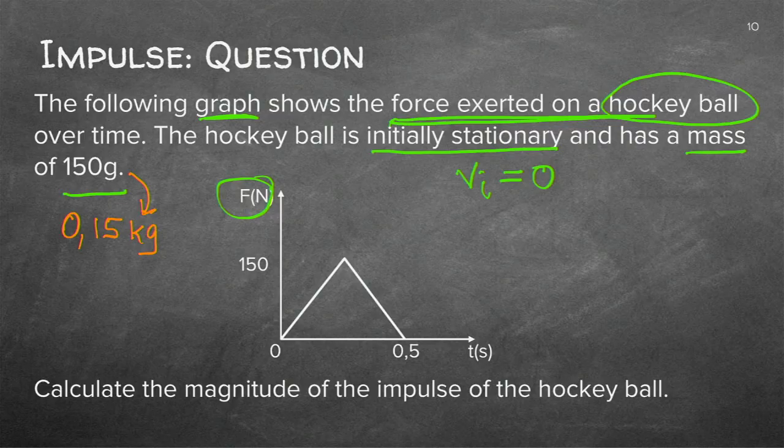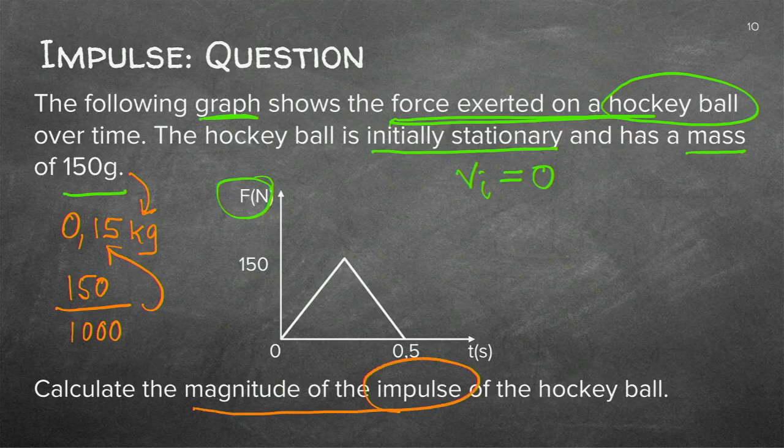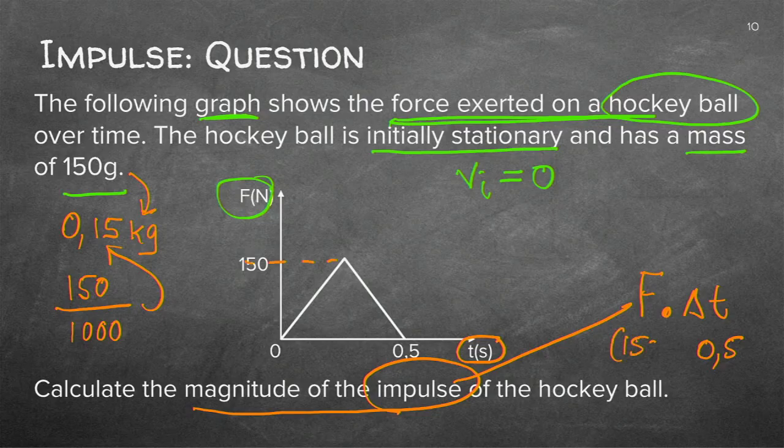How did I get to that? I said 150 divided by 1,000, and that gave me 0.15 kilogram. They asked me now to calculate the magnitude of the impulse. So they want me to calculate F times delta t. I've got delta t on my x-axis, which is 0.5. I've got F there, which is 150.